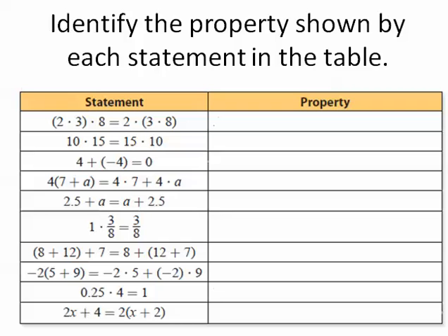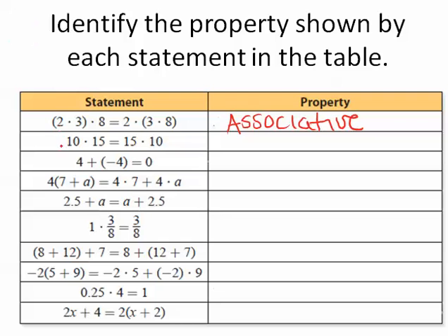Okay, so let's look at our first property. What's going on? We have 2, 3, 8, 2, 3, 8. Oh, well the numbers are in order, but what's going on with the parentheses? The parentheses move. So this is the associative property. And please don't abbreviate it with the first 3 letters. I know you're going, oh, that's cute.